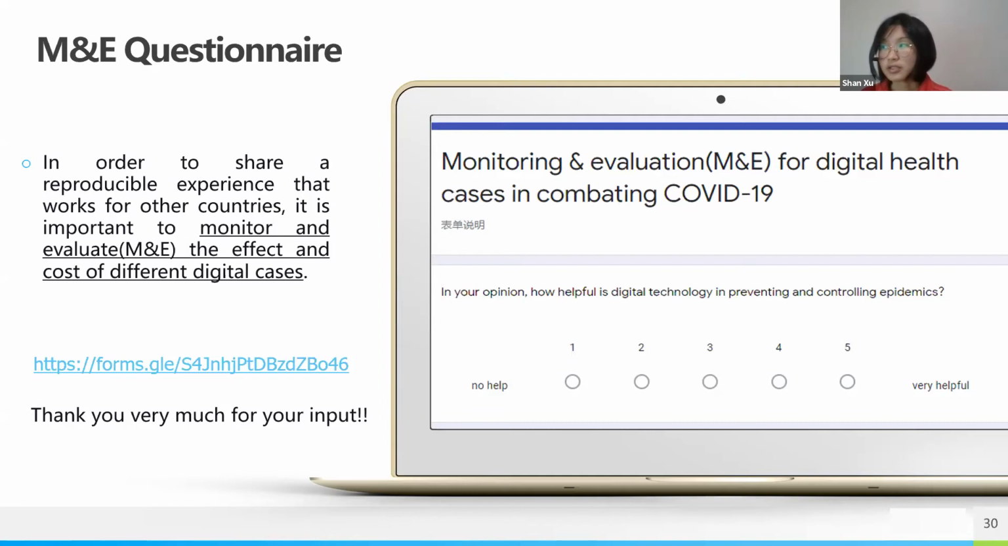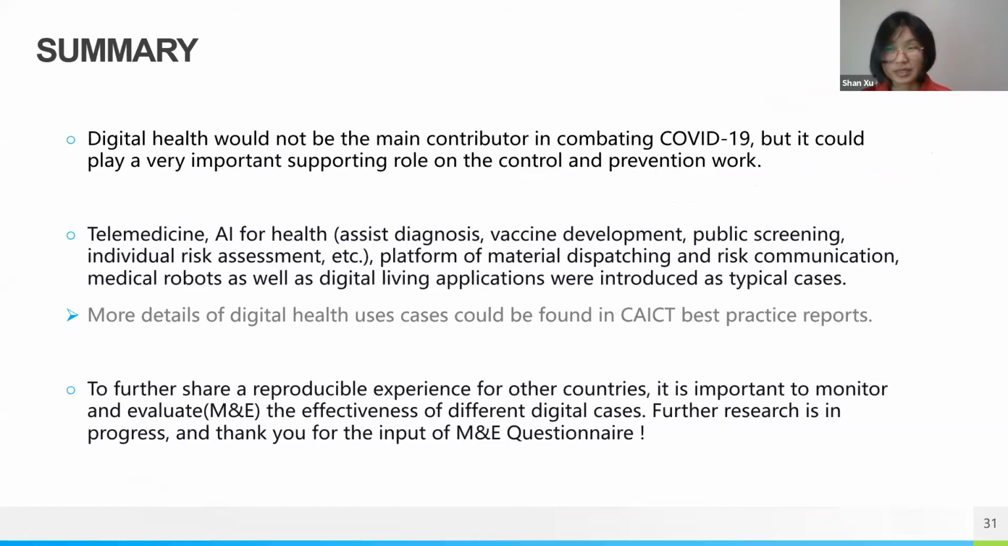As a start, we designed a questionnaire on the monitoring and evaluation part. We would very much appreciate it if you can share some information from your side and give us some input in this questionnaire. You are also welcome to contact me if you are interested in the evaluation part.